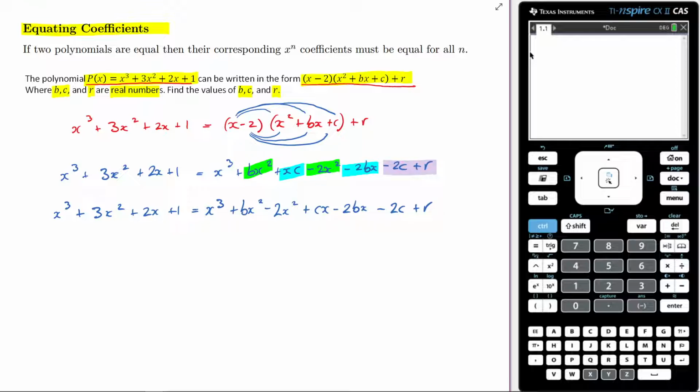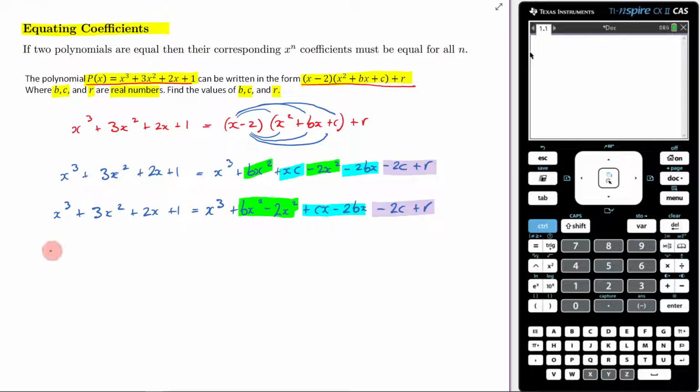I've simply gathered together things with the same x to the power of n, as you can see here. So here I've got my x squared terms. Then I have my x terms, and then I have things with no x's at all, which is there. Okay.